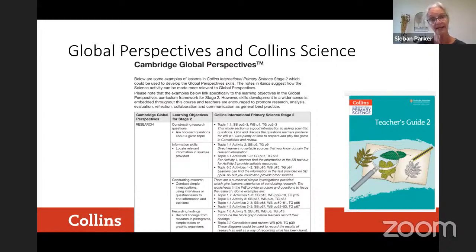So at the back of the teacher guide in each stage, here we've got it from stage 2, you can see the global perspectives skills have been listed and where they are taught in that particular stage. So which activities in the science book would cover the particular skills from GP.